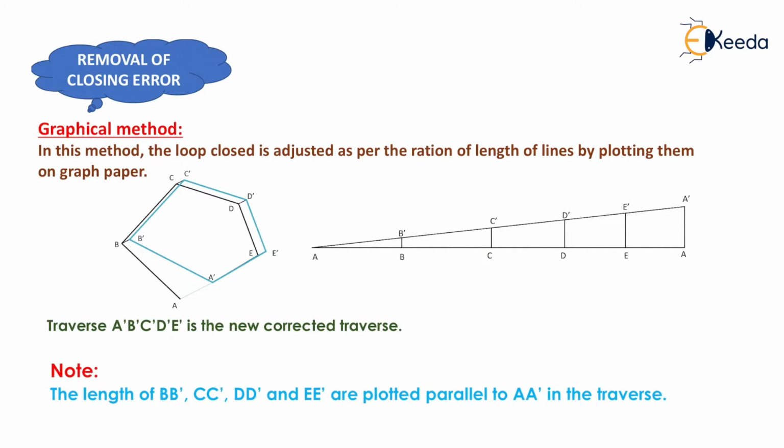Now in this method a traverse is shown here, that is A, B, C, D, E, A dash. Now the traverse will remain open by this distance, that is AA dash. Okay, now we have to close this traverse, for which we have to make a line like this, and its total length will be equal to the length of AB, that is L1, BC, that is L2, CD, that is L3, DE, that is L4, and EA, that is L5. So we will write here L1, L2, L3, L4 and L5.